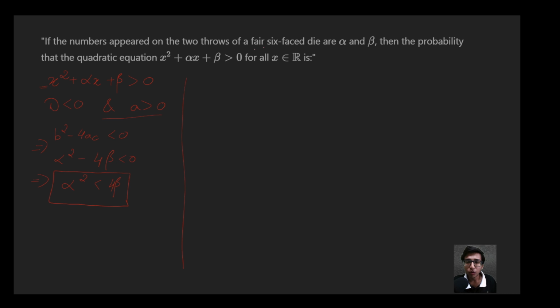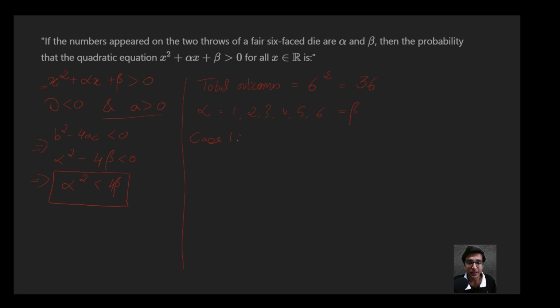Now, what are the cases when a 6 faced die is rolled? So first of all, when 2 dice are rolled, what can be the total possible outcomes? Total outcomes would be 6 square, which would be 36. So alpha can be 1, 2, 3, 4, 5, 6, and beta can also be the same. So now let us take this case by case.